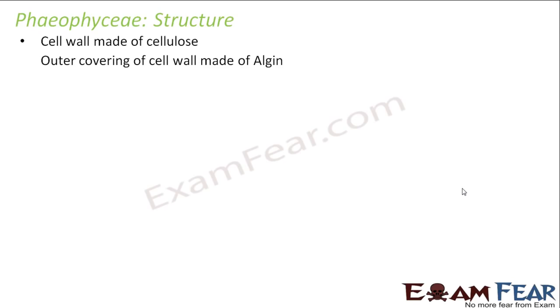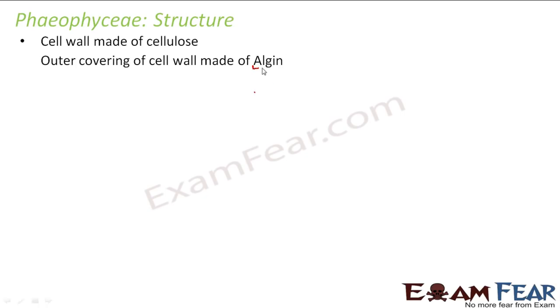So let us talk about the structure of Phaeophyceae. Again, talking about structure, the cell wall is a very important part. Here the cell wall is made up of cellulose. Again, the cell wall will have an outer covering. Like in Chlorophyceae, where the outer covering was made of pectin, here the outer covering is made up of algin.